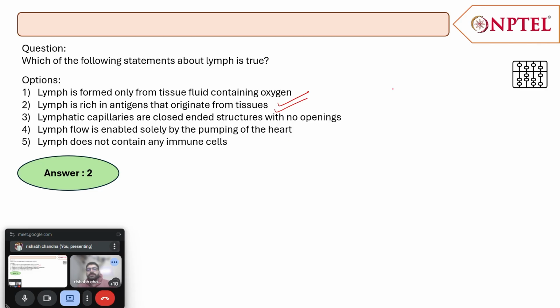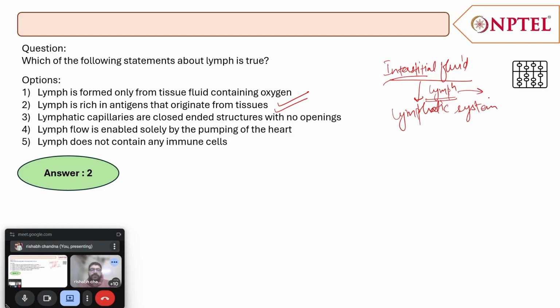That means lymph, because it is separated from the interstitial fluid, enters the lymphatic system as lymph, and it has all the antigens and waste products that are removed from the blood. So yes, the correct option is answer number 2. Okay, so any doubts in this question?